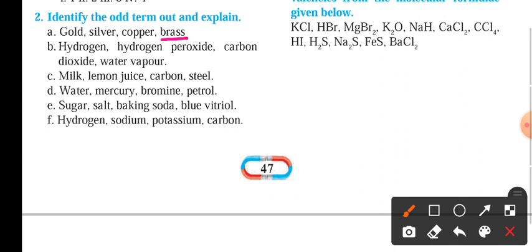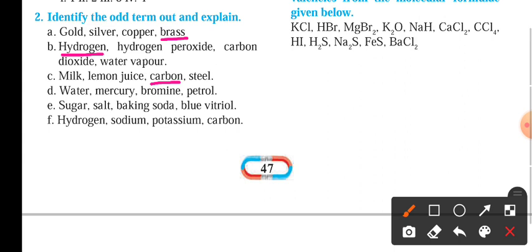Next one, hydrogen, hydrogen peroxide, carbon dioxide, water vapor. So here we will write hydrogen as the odd one, because hydrogen is an element, and the rest are all compounds: hydrogen peroxide, carbon dioxide and water vapor. Third one, milk, lemon juice, carbon and steel. So here we will write carbon, because carbon is a pure element, and the rest are all either compounds or mixtures.